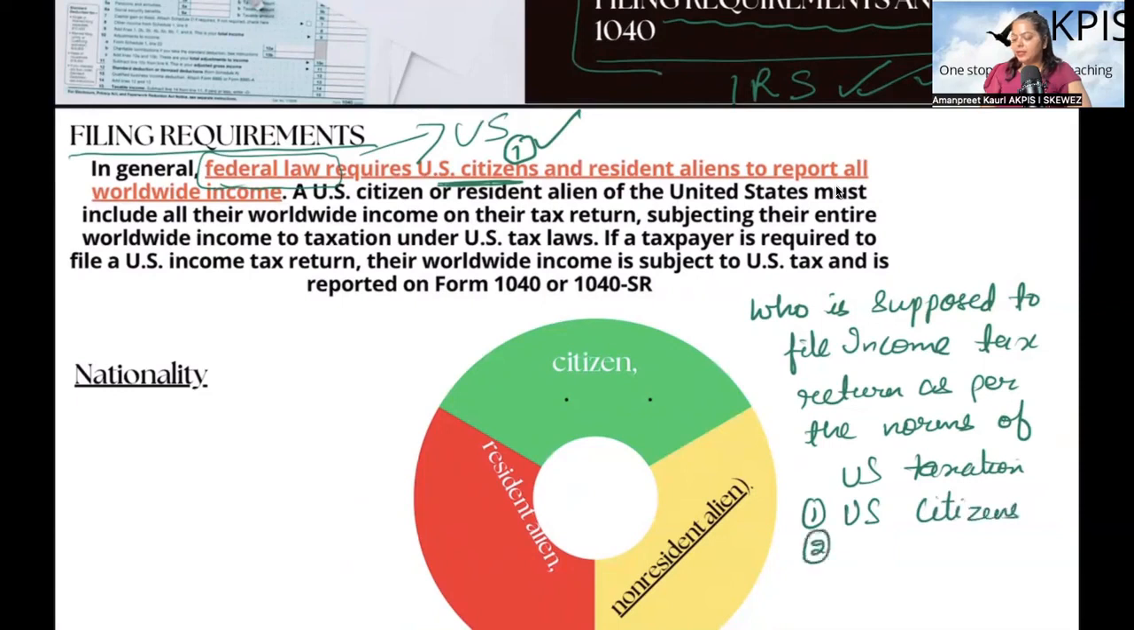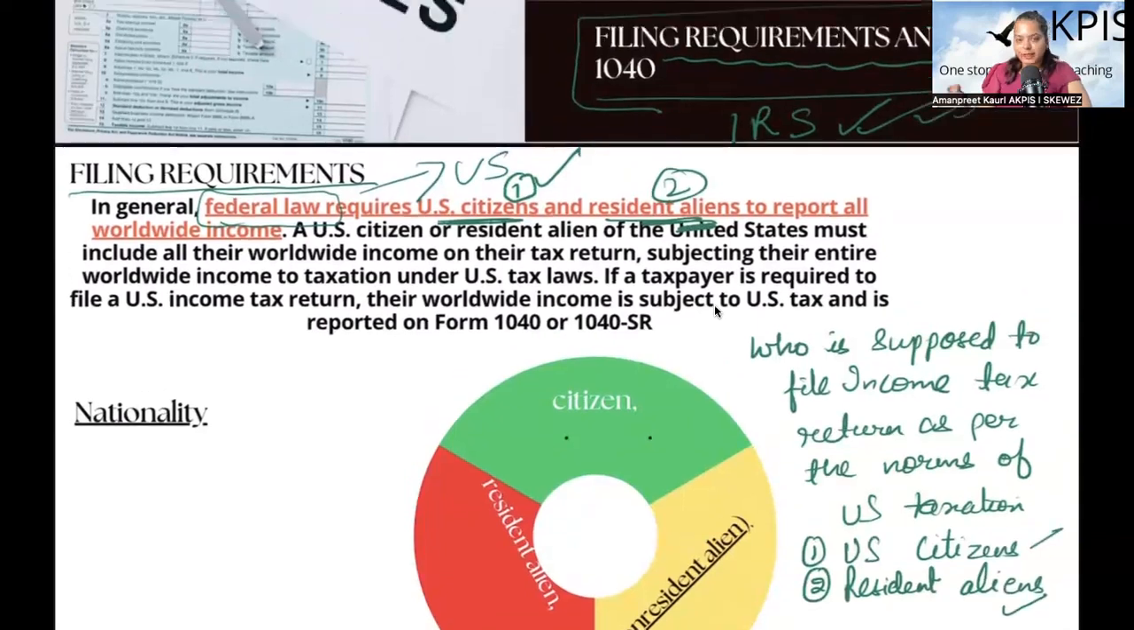And the second one is resident aliens. We'll discuss all these concepts one by one so that you won't confront any kind of problems. So the first is US citizens and the second is resident aliens. That means those who are supposed to comply with the filing requirements of US taxation are, first, a person who is a citizen of America, and second, the resident alien. Now let's take our discussion one step further.